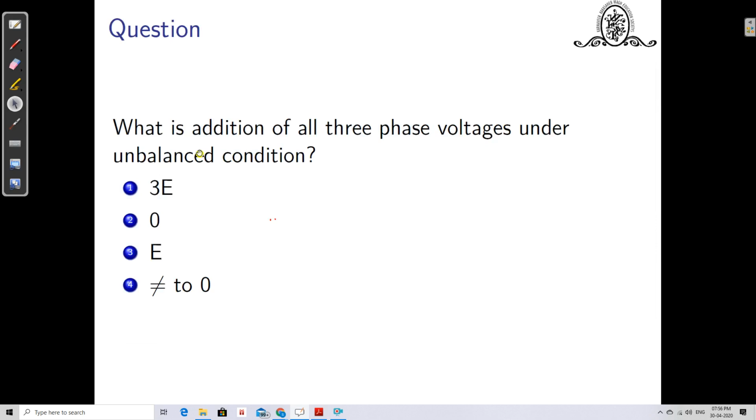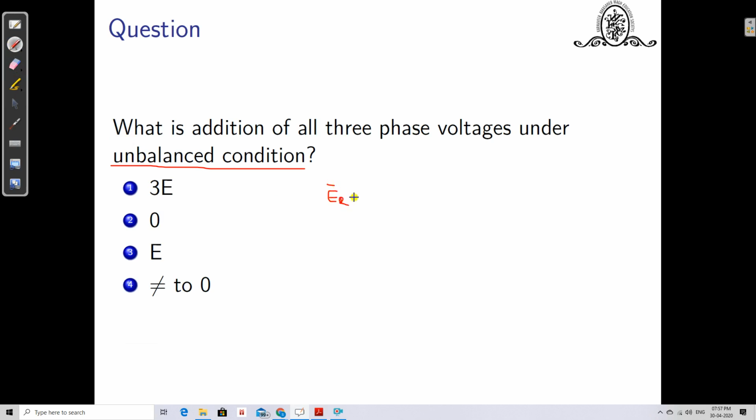Let's have a question here. What is the addition of all three phase voltages under unbalanced condition? Pause the video here, consider the unbalanced case and write down what will be the answer for this question. Pause the video for some while and answer the question. Let's see, hope you have drawn the answer.